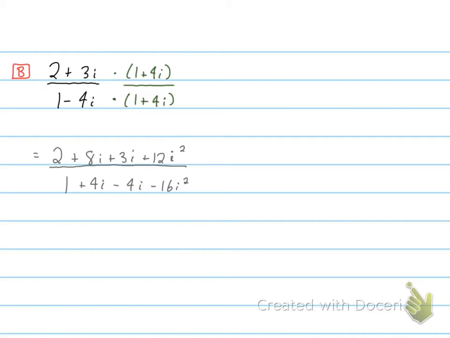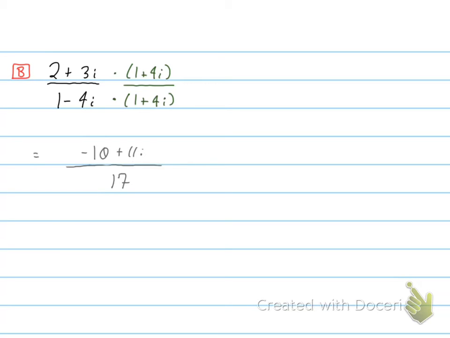Now from here, a lot of stuff's going to simplify down, so this won't look as ugly in the end. Those two middle terms will cancel out. These two middle terms will combine to give me 11i. Now I'm going to deal with the i squareds, turn those to negative 1. Simplify this down some more. I get negative 10 plus 11i over 17, so I'm good to go. That bottom is a real number, so I'm simplifying this correctly.